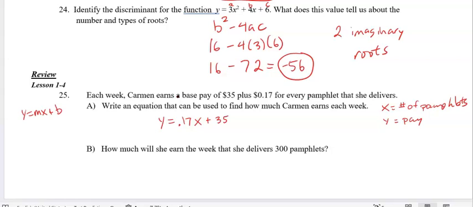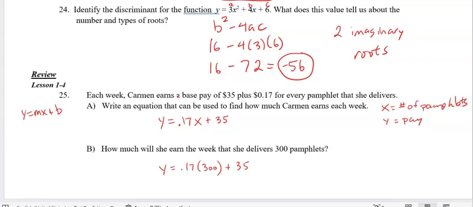And then for part B, we just put 300 in place of x. And don't forget to add 35, and we'll just go to our calculator and find out how much money she's going to make if she delivers 300 pamphlets.